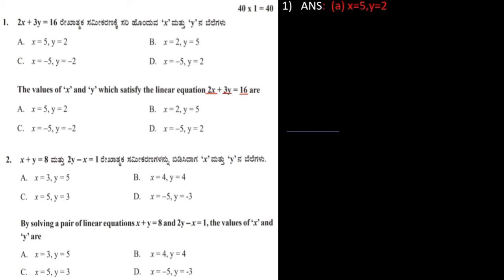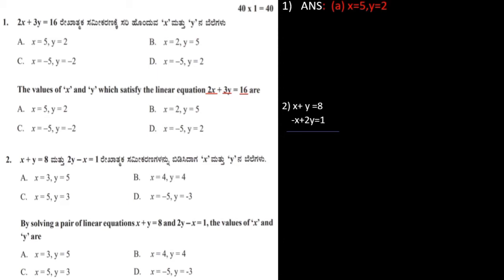Next, the second one. By solving the pair of linear equations x plus y is equal to 8 and 2y minus x is equal to 1, the values of x and y are. Here, as an easy method, it is better to take the elimination method. So I'll write the first equation, x plus y is equal to 8, and the second equation, 2y minus x is equal to 1. I'll take the x to this side, so the minus stays the same, because we are working on this side only.